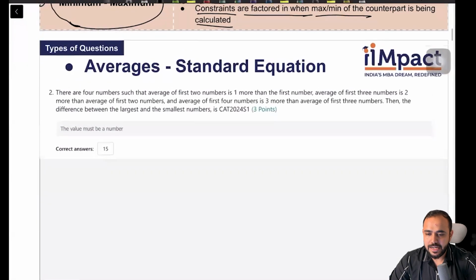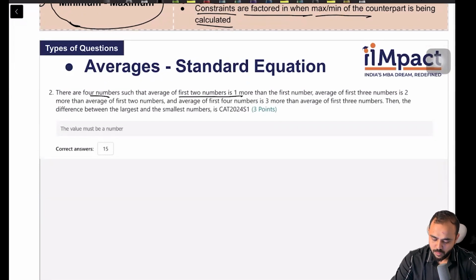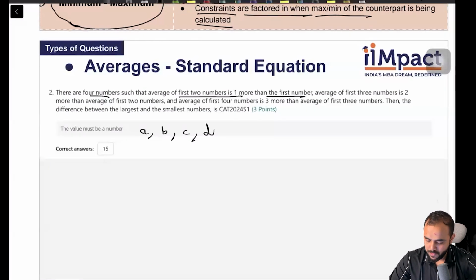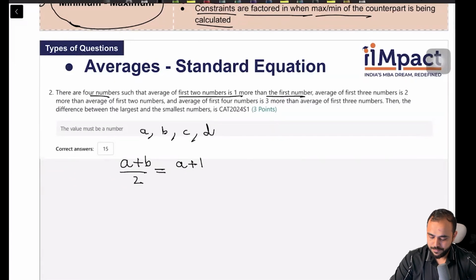So first, let's get standard equations and weighted averages out of our way. So this is last year's question. There are four numbers. The average of the first two numbers is one more than the first number, which means if I take the numbers as a, b, c, and d, what they are saying is (a + b)/2 is equal to a + 1, because the first two numbers' average is one more than the first number. They have also given me more equations, so let me write those and then decide what I should do.